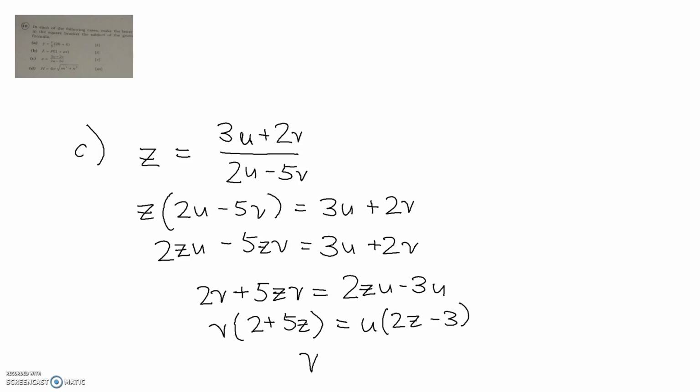And so to make v the subject of the formula, all you have to do is just divide throughout by 2 plus 5z. So you have u 2z minus 3 divided by 2 plus 5z. And that's it. You have your answer for 10C.